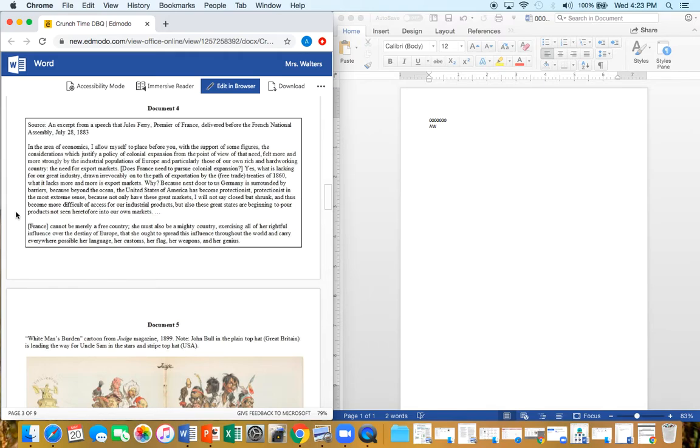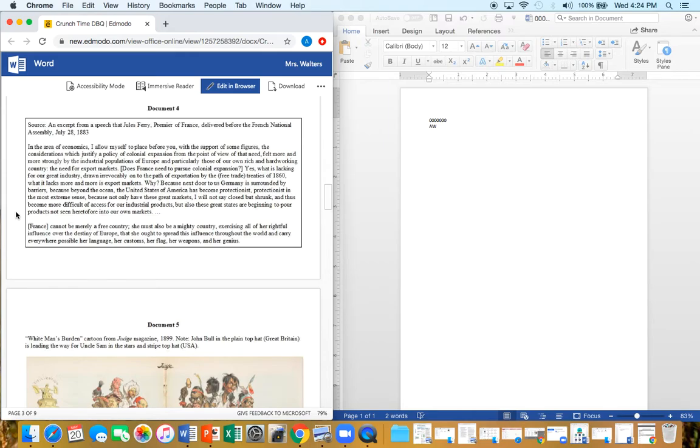Because beyond the ocean, the U.S. has become protectionist in the most extreme sense. Because not only have these great markets, I will say closed but shrunk, and thus become more difficult of access for our industrial products. He's basically saying, like, certain markets have been closed off, like the Americas, because America had implemented the Monroe Doctrine, telling them to stay away. But also, these great states are beginning to pour products not seen heretofore into our markets.